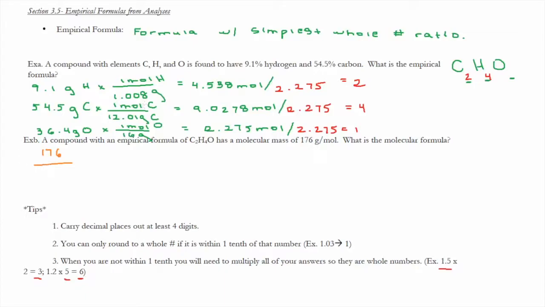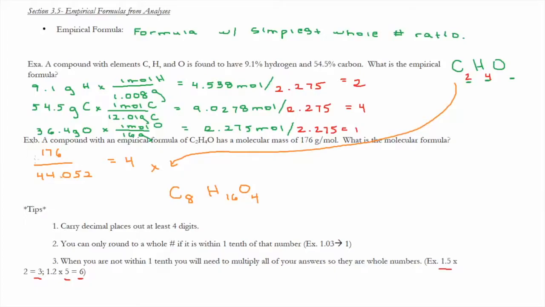So the molar mass of your empirical formula for C2H4O is 44.052, and that's going to give you a whole number. In this case, I get 4. What this 4 represents is that I'm going to take my empirical formula and multiply it by 4. So instead of C2, I'm going to end up with C8H16O4, and that is my molecular formula.